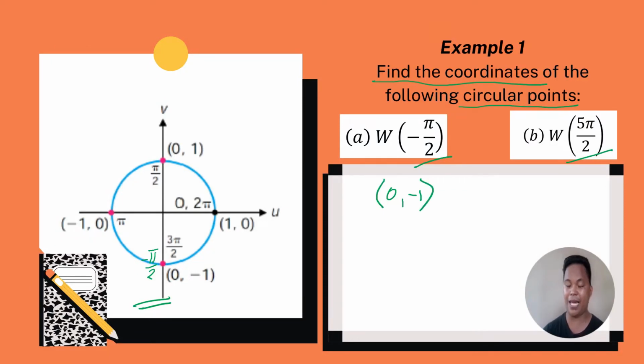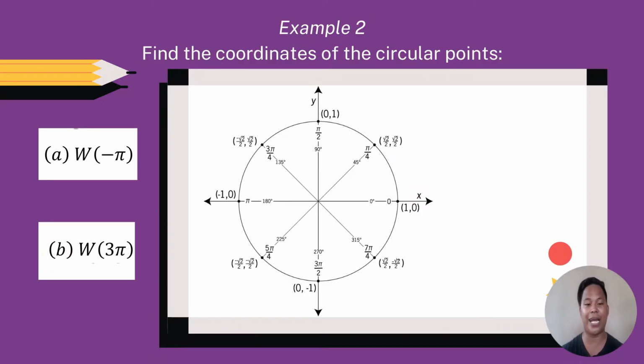For letter B, 5 pi over 2 exceeds 2 pi. And if we subtract 2 pi from 5 pi over 2, the difference is pi over 2. And we know that pi over 2 is here and its coordinates are (0, 1). Let us have more examples and we are going to find also the coordinates of the given circular points. We have points W at negative pi and W at 3 pi.